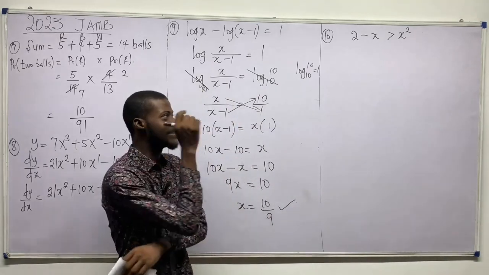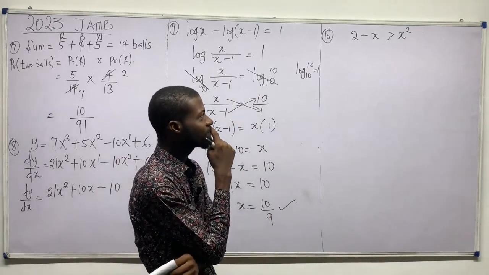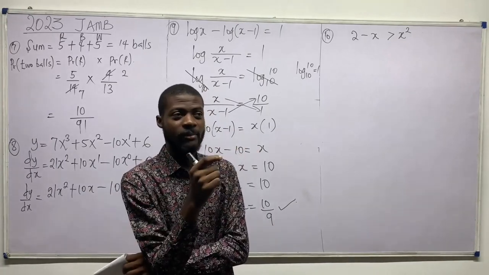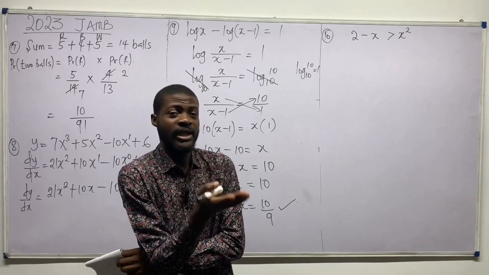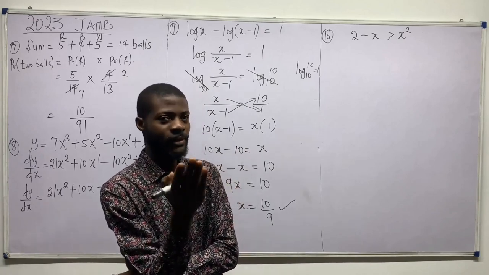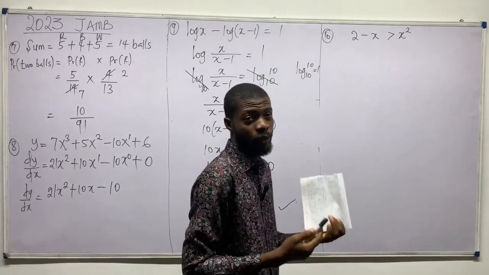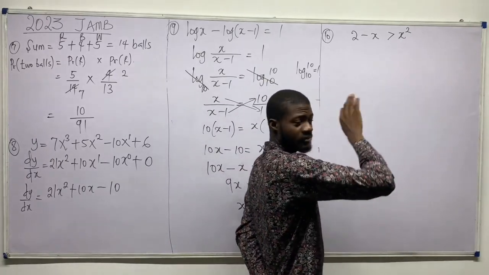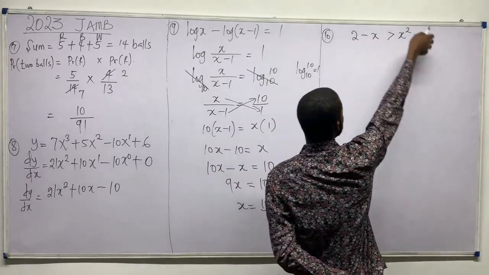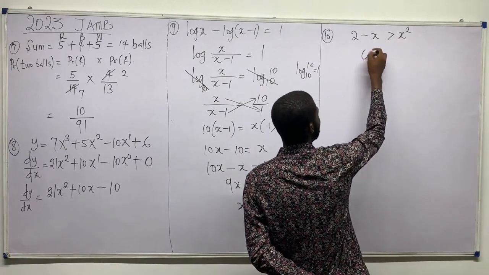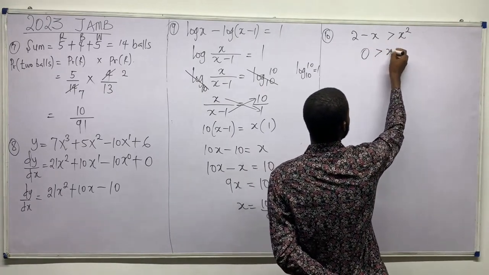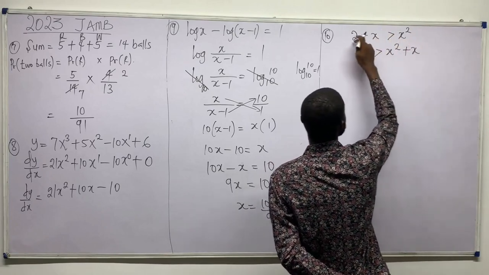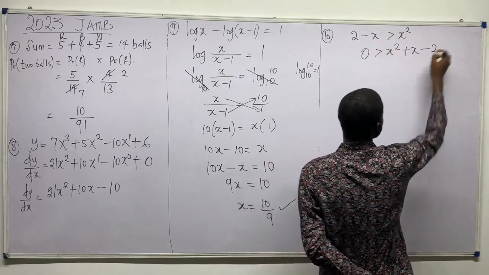So how do we solve this? Okay. First things first. Let us make it look quadratic, meaning let us make it become greater than zero or less than zero. That's the first thing we would want to do. So this is x squared and it's positive, right? Leave it that way. Every other guy should go and make it. So what does that mean? I'll be having zero here, greater than x squared, minus x comes where it becomes plus x, 2 goes where it becomes minus what? 2.